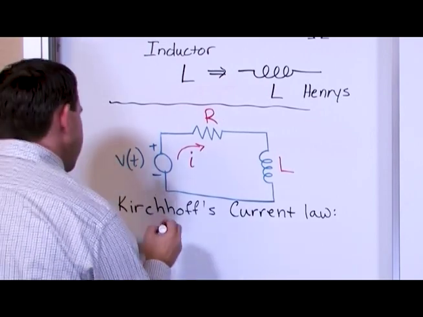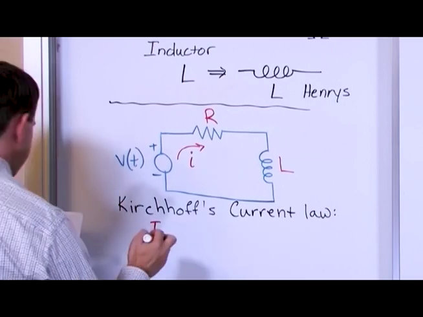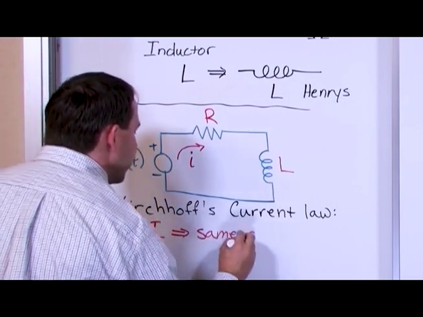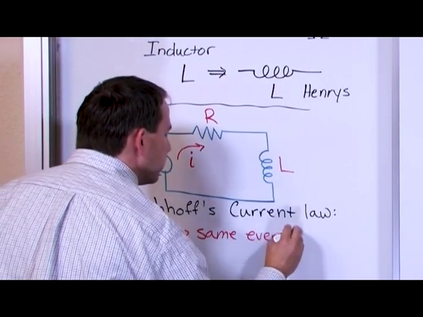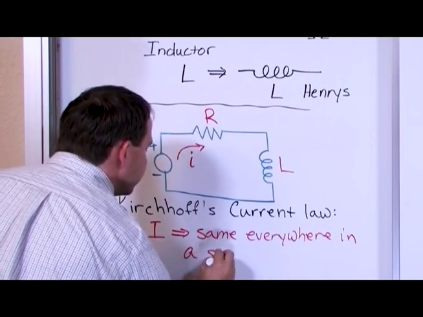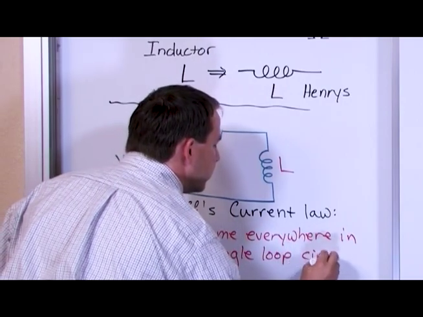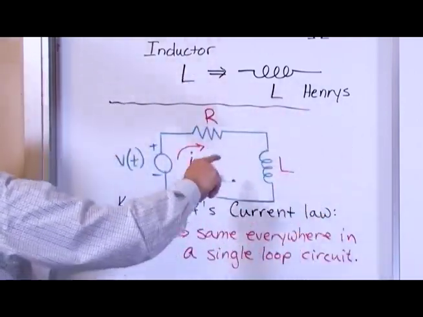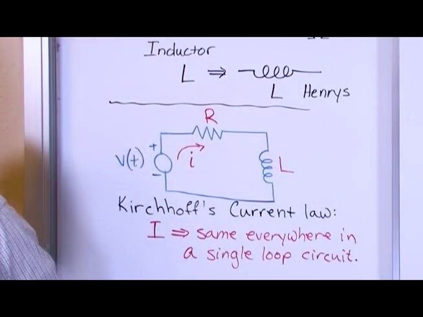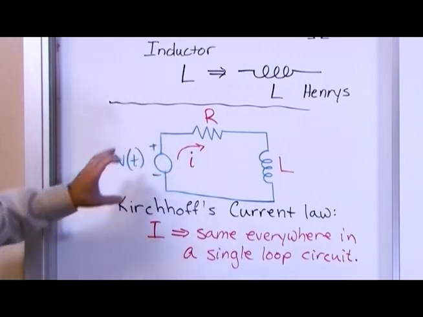So let me write that down. The current, I'm going to put capital I here, but it's the same as little i here. The current must be the same everywhere in a single loop circuit. Now, if I have a multi-loop circuit, like if I have another loop over here, another loop over here, then I would formulate and write Kirchhoff's law a little bit differently. But this is not a circuits class, so I'm just going to show you based on the problem we're going to work.